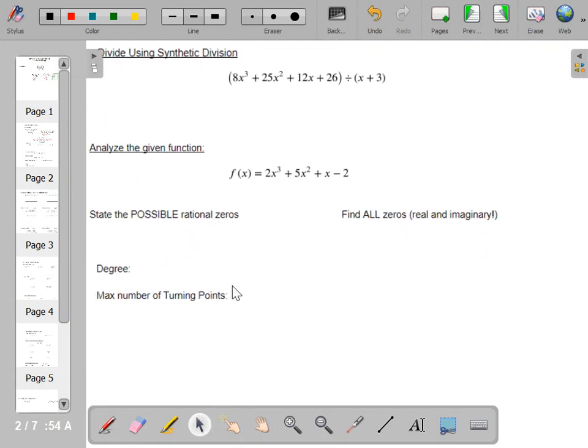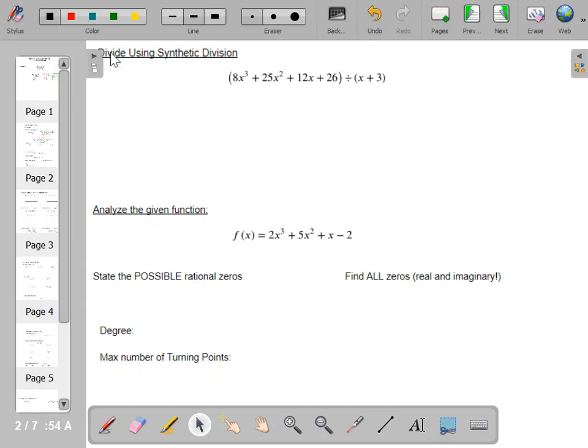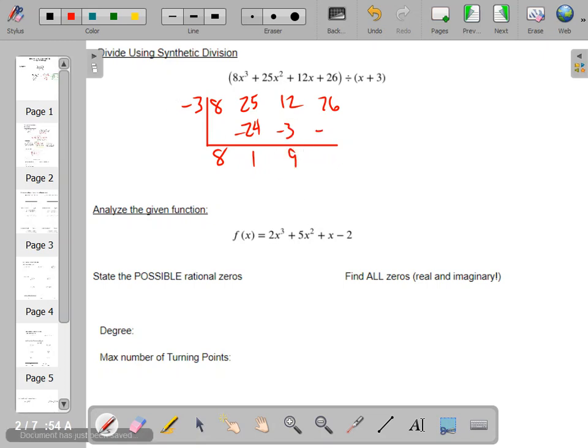Synthetic division. So synthetic division means we're going to plug in what would maybe be 0. If that's a factor, let's try -3. And now I'm going to write the coefficients here. 8, 25, 12, and 26. The way this works is you bring down the 8, and now we're going to multiply and add, multiply and add, multiply and add. So let's multiply. 3 times 8 is 24, and it's negative. Add. 1. Multiply, add. Multiply, add.